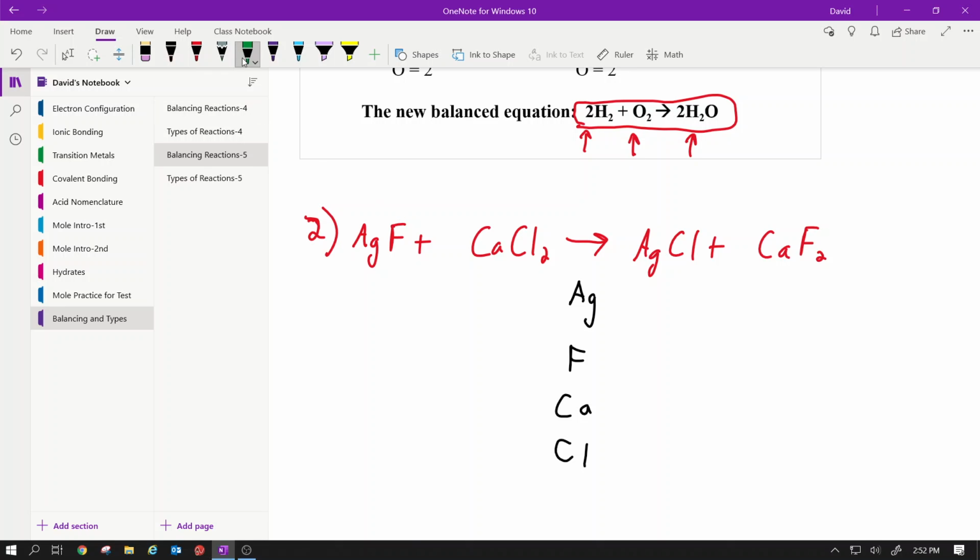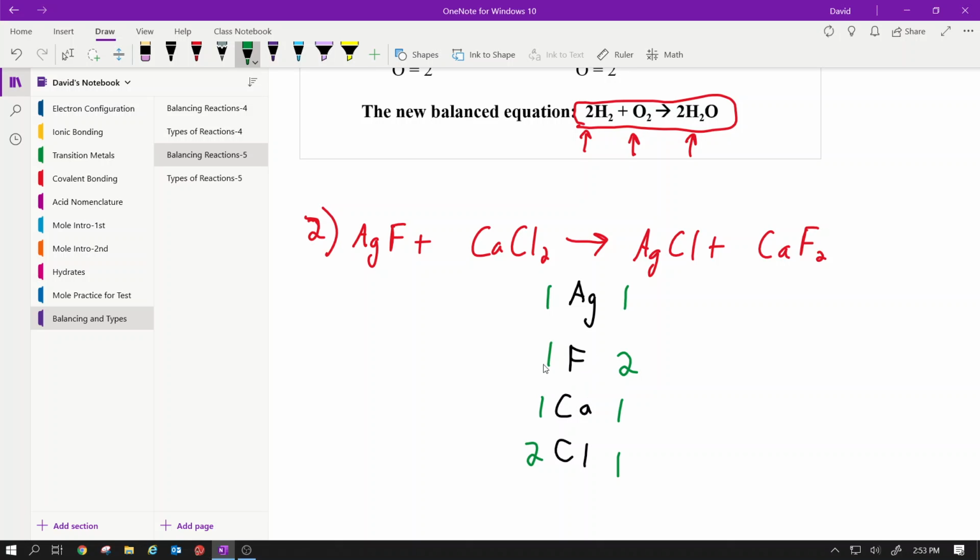Hey, how many silver atoms are present in this? 1. How many silvers are present on the product side? 1. Hey, this looks promising. Fluorine? 1. And fluorine, whoops, it all falls apart. You jinxed it, Mr. Wilson. Calcium? 1. So first thing we do is we record all our numbers. Calcium? Chlorine? 2. Chlorine? Oh, 1. Okay, so we've got a little bit of work to do.